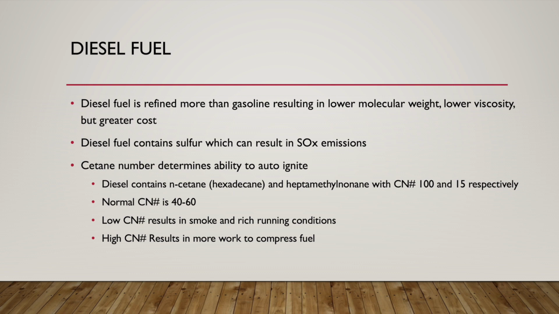And so diesel contains two different chemical compositions. It's made up of n-cetane and heptamethylnonane. The n-cetane corresponds to a cetane number of 100, and the heptamethylnonane is represented by a cetane number of 15. So the normal cetane number that's used in passenger cars is around 40 to 60. And so a lower cetane number will result in more smoke and in rich running conditions, and a high cetane number results in more work to compress the fuel.